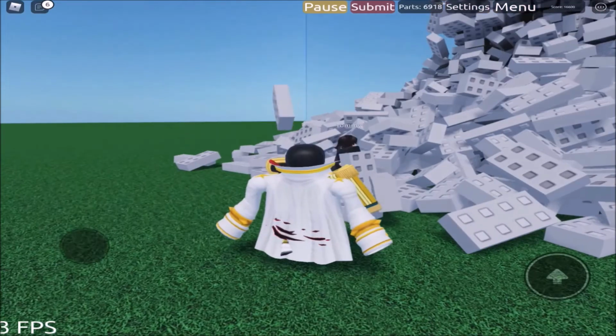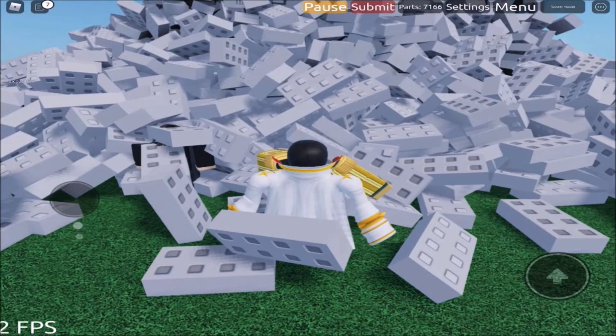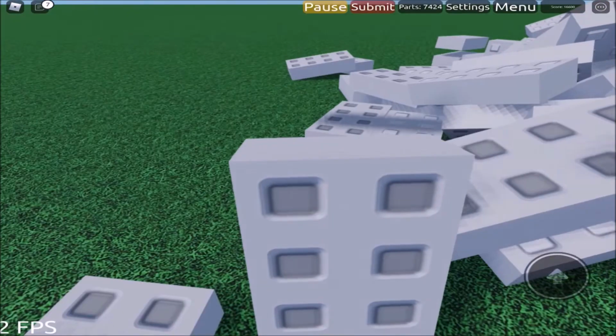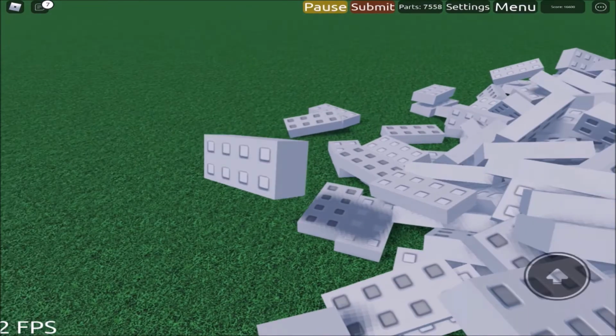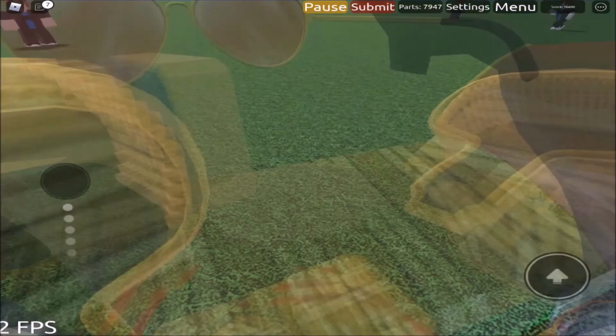Tommy. That Tommy guy is going to walk into my blocks. Hey, don't walk into my blocks. They're going to crash your iPad or your Windows computer or something. Oh no. Oh no. I am at 2 FPS. I am about to crash. I actually think I'm about to crash.